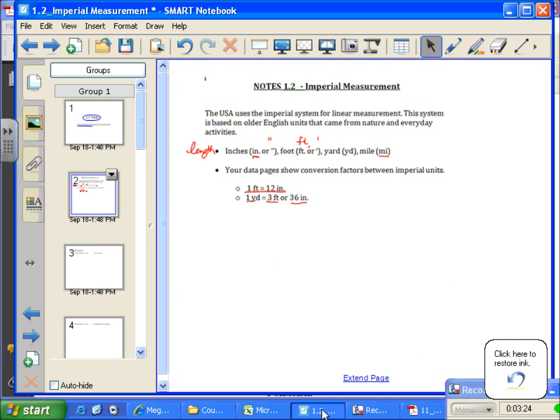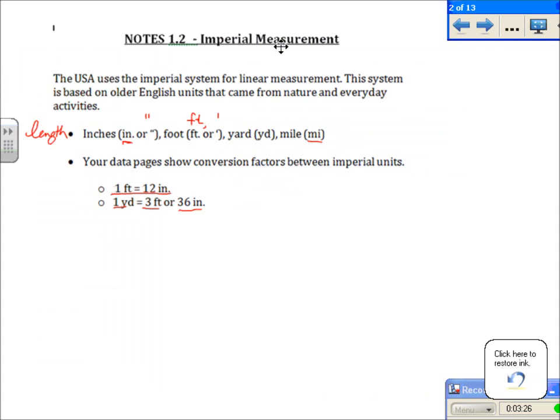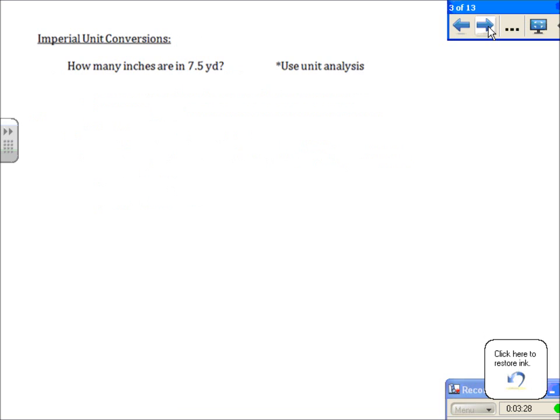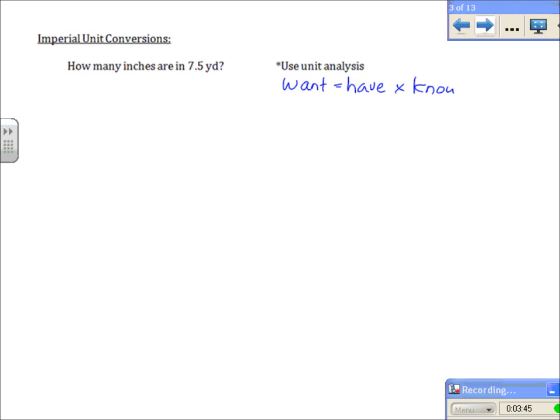And let's do some examples here of some unit conversions. How many inches are in 7.5 yards? That's our question. This is where that unit analysis is really going to help us out. Remember what unit analysis is. What I want equals what I have, times what I know. And what you know, those are your conversion factors.